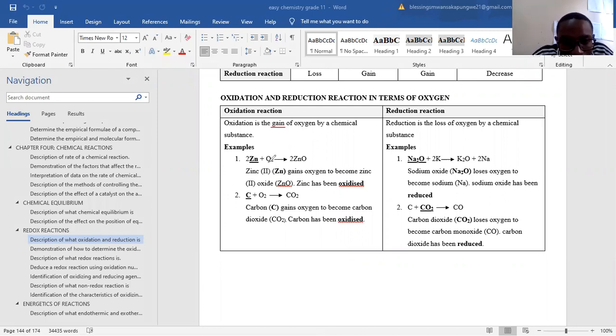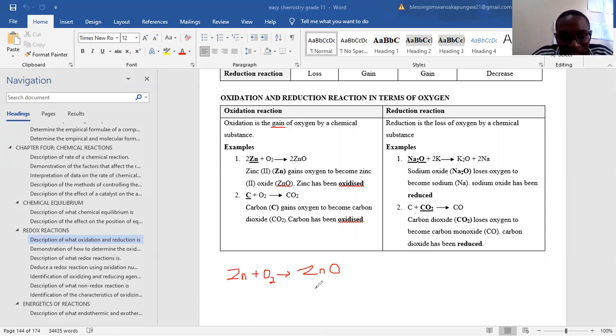We have an example of zinc. We have zinc plus oxygen. This is a combustion reaction. Oxygen has been added to zinc. Let's take it that this is zinc 2, not zinc 1. As you can see in the formula, we have capital Z, small n, then capital O, to show that this is zinc 2. Oxygen is being added to zinc, and this is what we call oxidation.